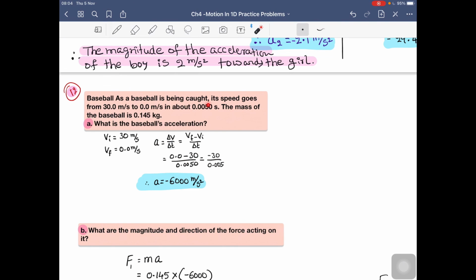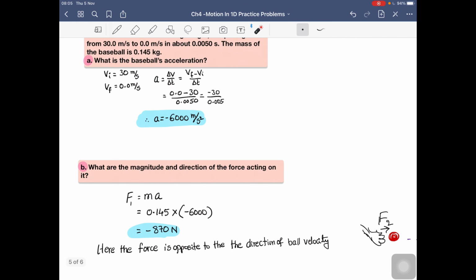A baseball is being caught. Its speed goes from 30 meters per second to 0 meters per second in a short time. The mass of the baseball is 0.145 kg. So the baseball is traveling, you hit the baseball with the baseball bat, it travels at 30 meters per second, then it slows down to 0. So the acceleration will be negative 6000 meters per second square. What will be the force acting on it? We know the mass of the object, a baseball, and its acceleration. So the force acting on this baseball is 870 newtons.